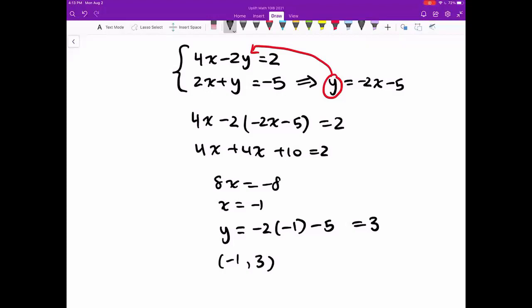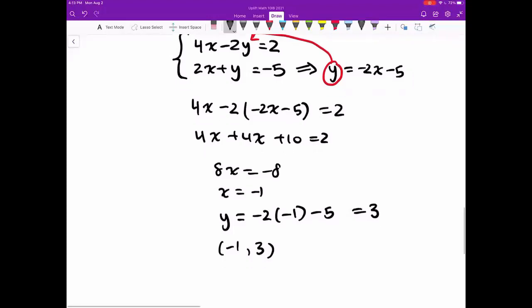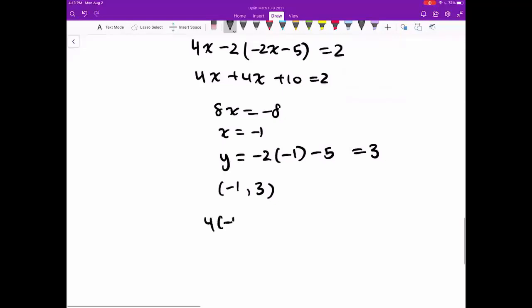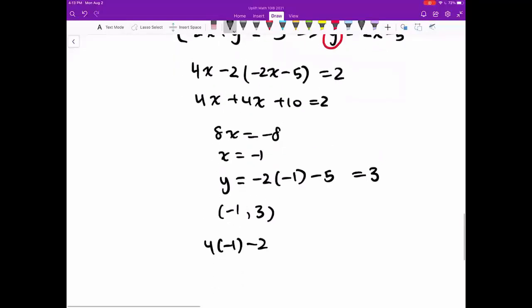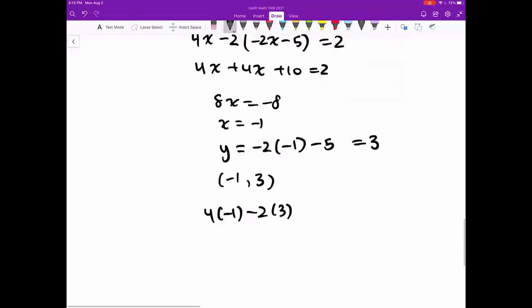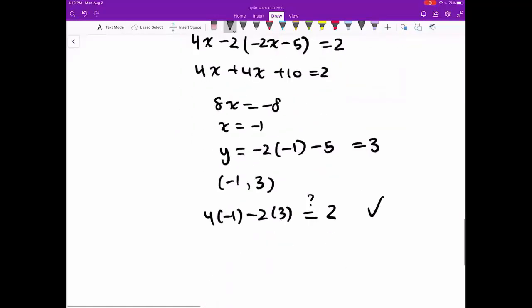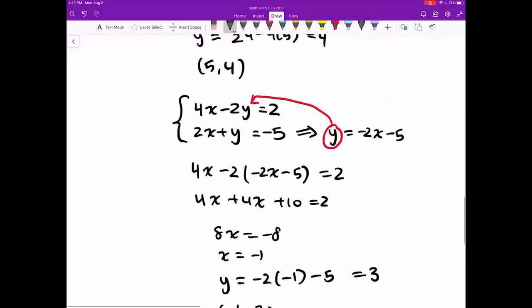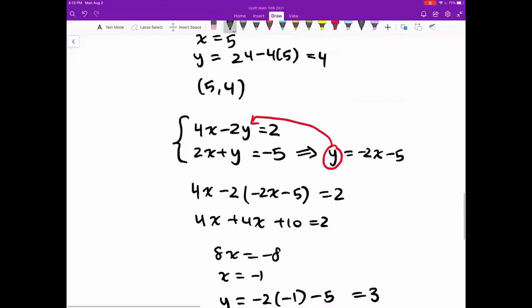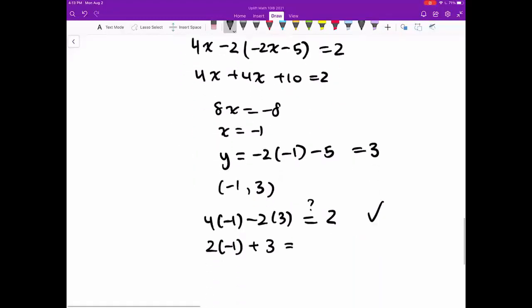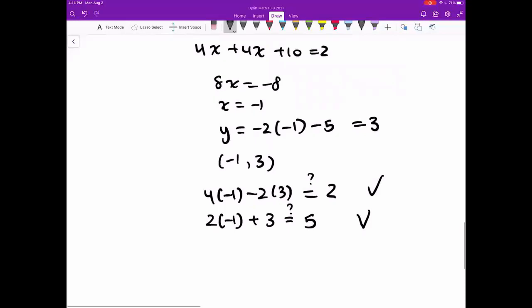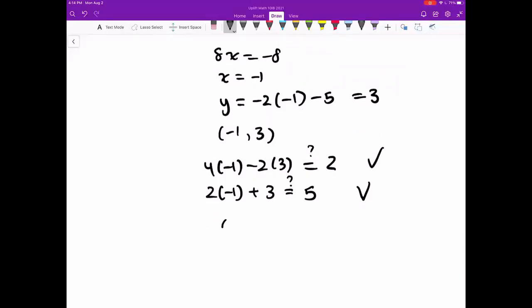So if you want to check your answers, just plug x and y back in. So 4 times negative 1 minus 2 times 3. Is this equal to 2? Yes, it is. Now for the second equation, 2 times negative 1 plus 3 equals 5. Is this equal to 5? The answer is yes. So the solution would indeed be negative 1, 3.